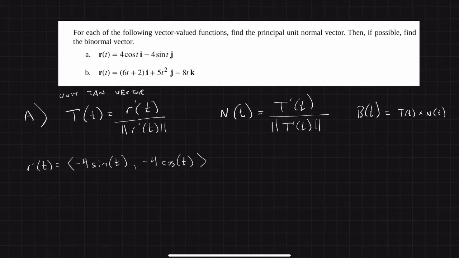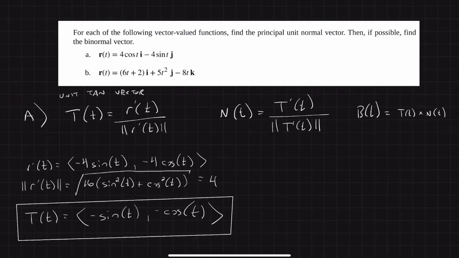First we have to find the derivative of r. I'm going to write this in component form, and r prime is just negative 4 sine of t, and then negative 4 cosine of t. Next we need to find the magnitude of that. That's just going to be the square root of the x component squared plus the y component squared. If we factor out a 16, we get sine squared plus cosine squared, which would be 1. That leaves us with the square root of 16, which is 4. So then the unit tangent vector would be r prime of t divided by the magnitude of r prime of t, which ends up being negative sine of t, comma, negative cosine of t.